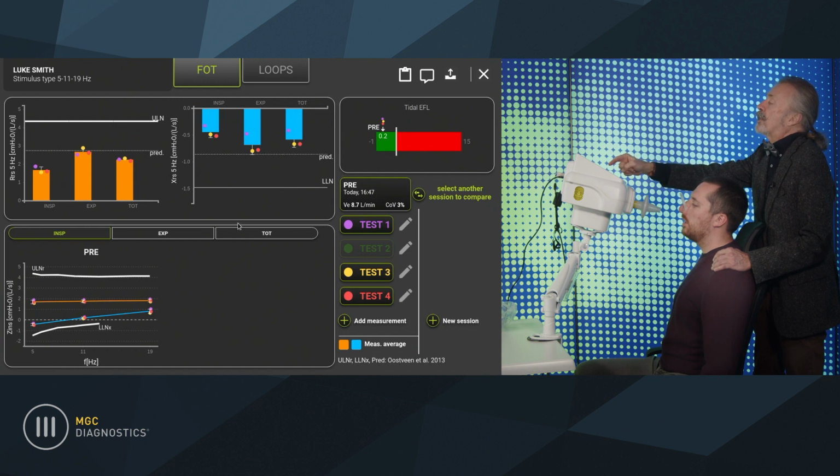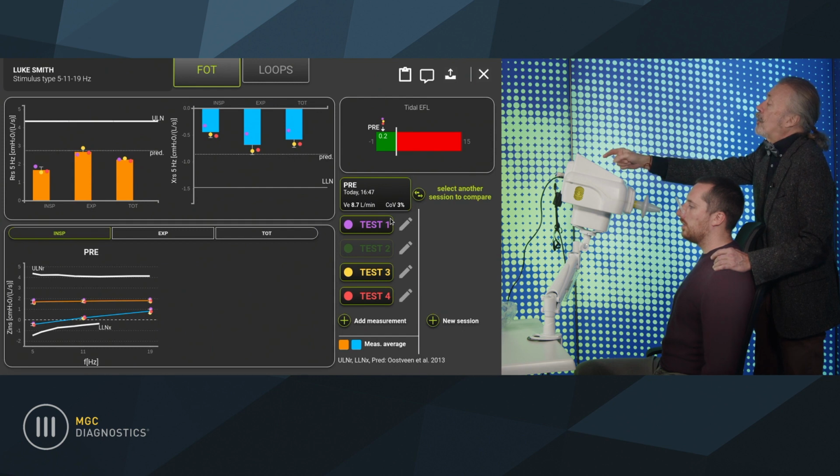We go to the multi-frequency graph and we see the 5, 11, 19 Hertz, so the multi-frequency graph shows the resistance well below the upper limit of normality, and the reactance well above the lower limit of normality. As a check, according to the guidelines, we look at the ventilation, which is 8.7 liters per minute over the 3 accepted breaths, so well below the 18 liters per minute, and the 3% coefficient of variation.